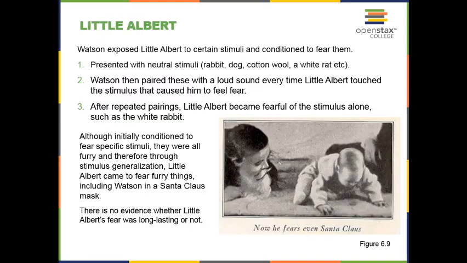If you're not familiar with Little Albert, kani si Little Albert. It's a baby, the picture here. Neutral stimuli: rabbit, dog, cotton wool, and a white rat. Now, Watson then paired this with a very loud sound every time Little Albert touched the stimulus. That caused him to feel fear.